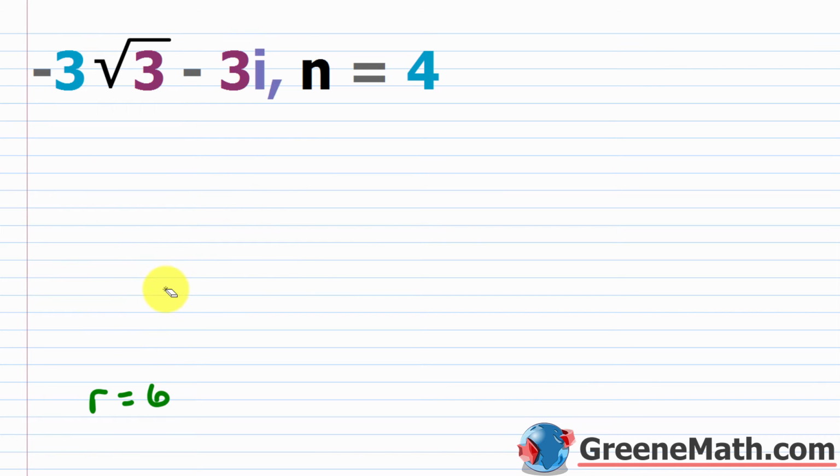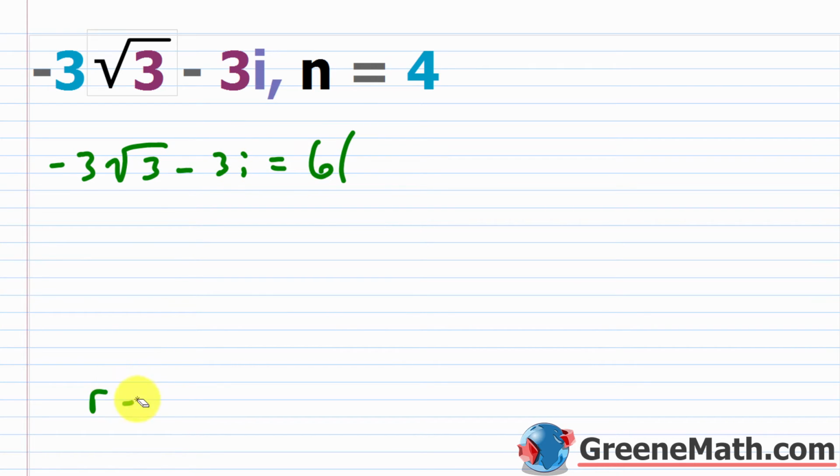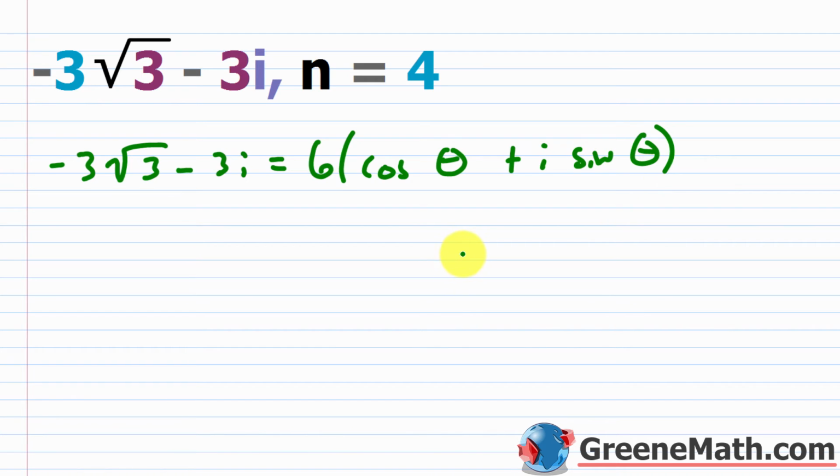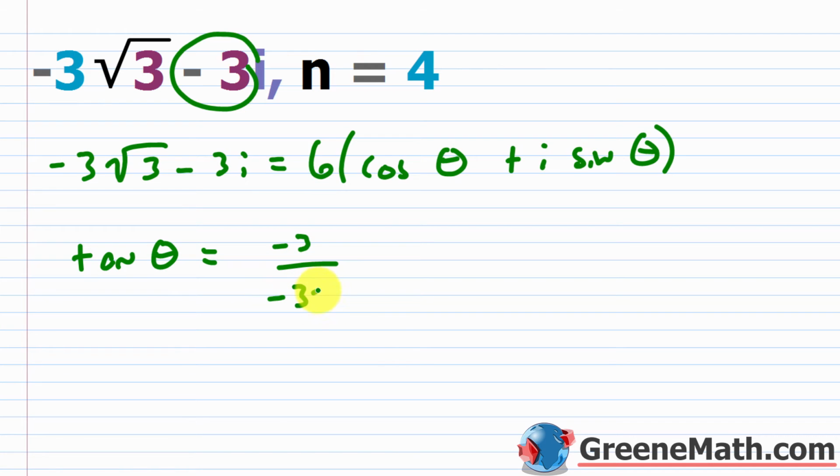Let me go ahead and say that in polar form, this negative 3 times square root of 3 minus 3i would be equal to 6 times cosine of theta, I'll replace this in a second, plus i times sine of theta. So for theta, again, remember that the tangent of theta is equal to the imaginary part, so negative 3, over your real part, which is negative 3 times square root of 3.